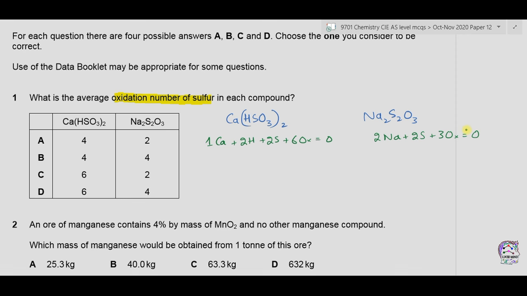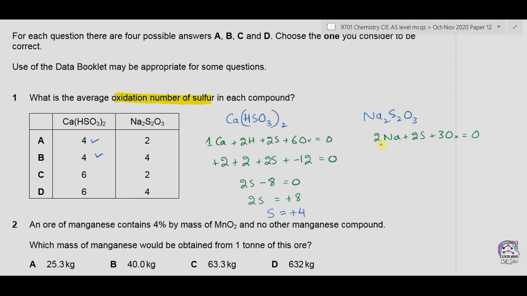Calcium is in second group, so the charge on one calcium atom will be plus 2. Similarly, the charge on hydrogen is plus 1, so for 2 hydrogen it will be plus 2. We have to find the charge on sulfur. 1 oxygen is negative 2, so 6 oxygen will be negative 12. So 2 sulfur minus 12 plus 4 will be equal to minus 8 equals 0. So 2 sulfur is equal to plus 8. The oxidation state on 1 sulfur will be plus 4. So it could be either A or B.